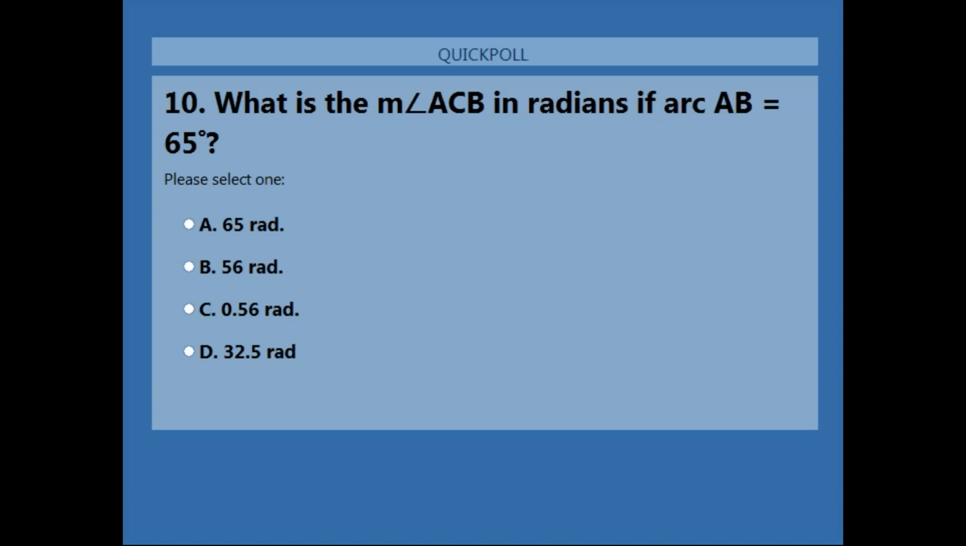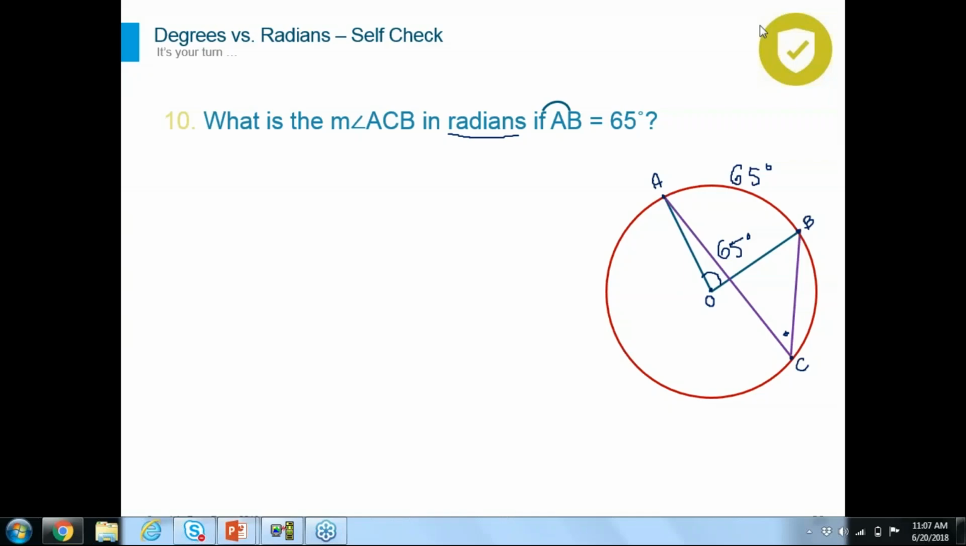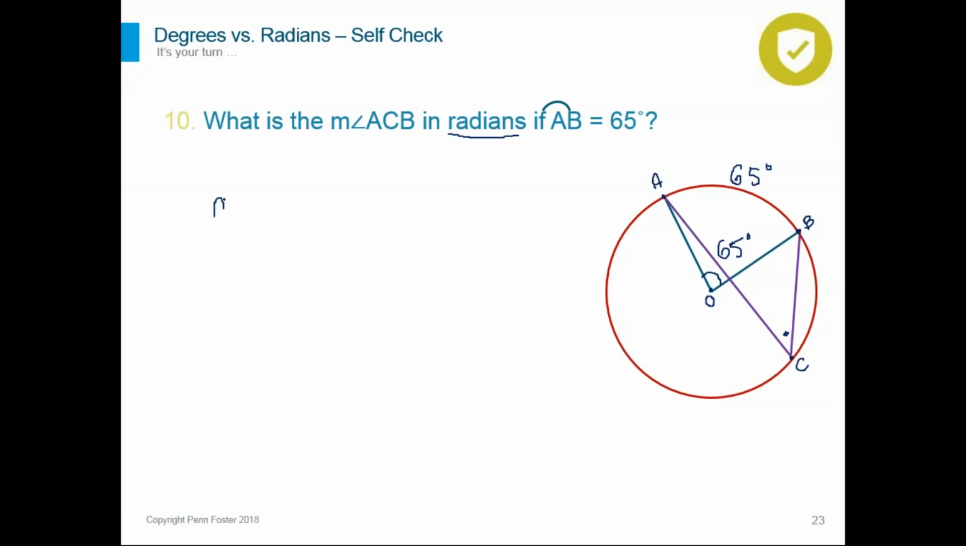Okay, let's do the question together. So again, we need to remember that the measure of the inscribed angle ACB equals half of the measure of the central angle that intercepts the same arc. So measure of AOB, that's half times 65, and that will give you that the angle measure C here would be 32.5 degrees. The question though is asking for the angle measured in radians.